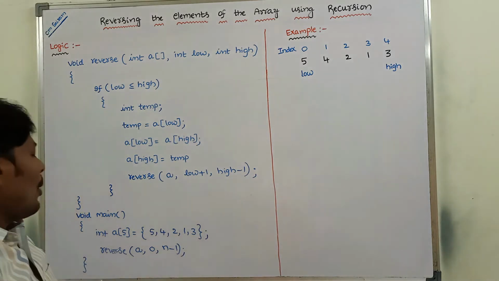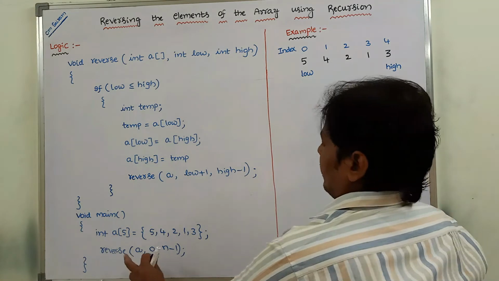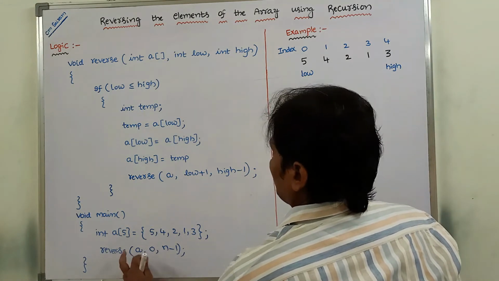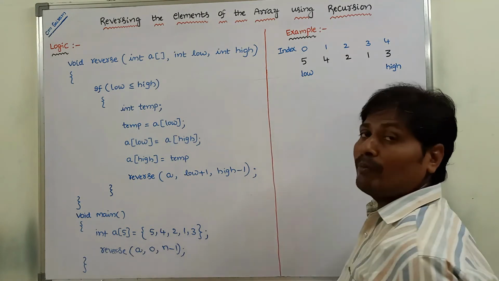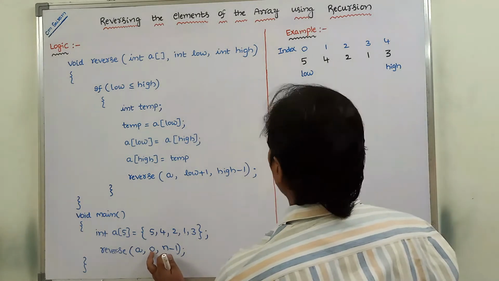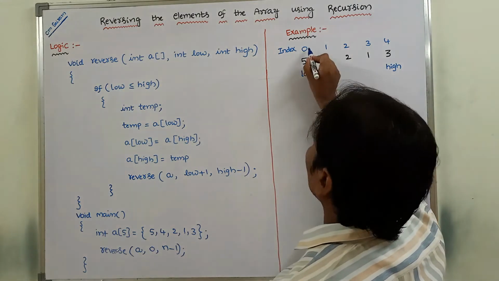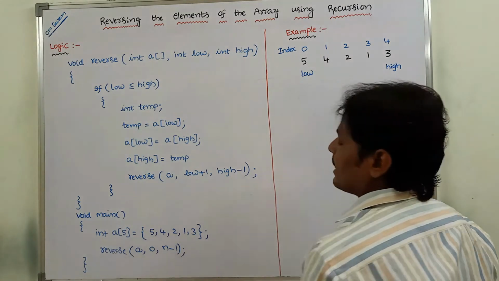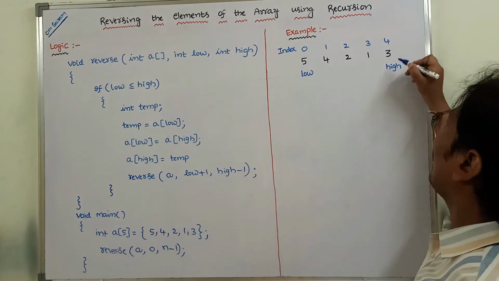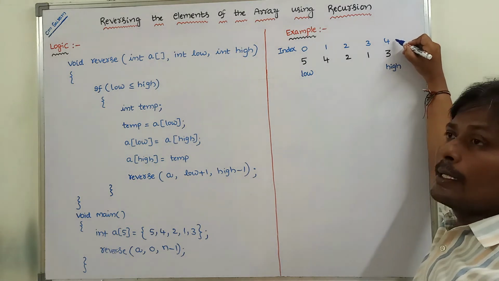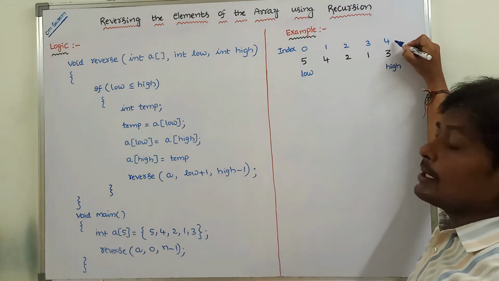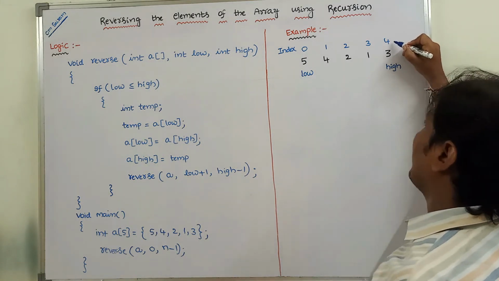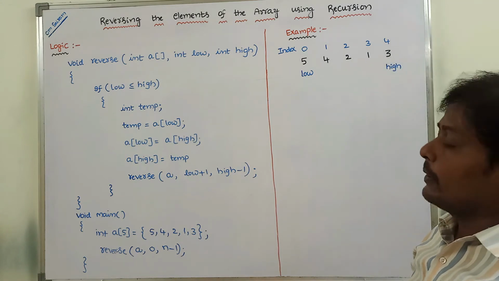Okay. Now, this is the calling function. The array name is A. So 0 means low value always points to the index 0. N minus 1 is nothing but high value always points to the size of the array minus 1. Size of the array is 5. 5 minus 1, that is 4.